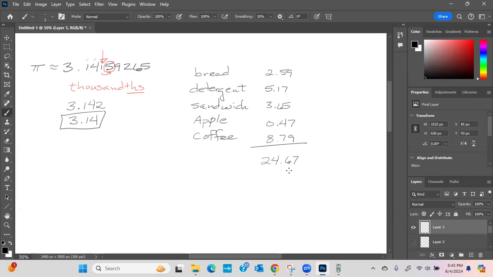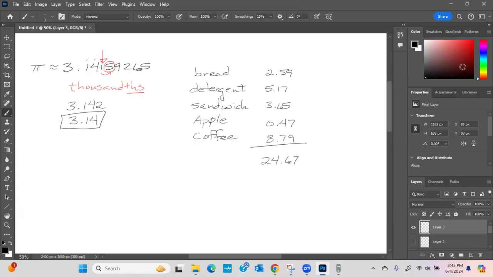Were you gypped? Did they charge you too much? Sometimes the computers are off and you get charged too much. If you know how to round and you're paying attention, you would know if this was too much or not. So let's go ahead and round these and see what the value would be near and see if that was too much or too little.